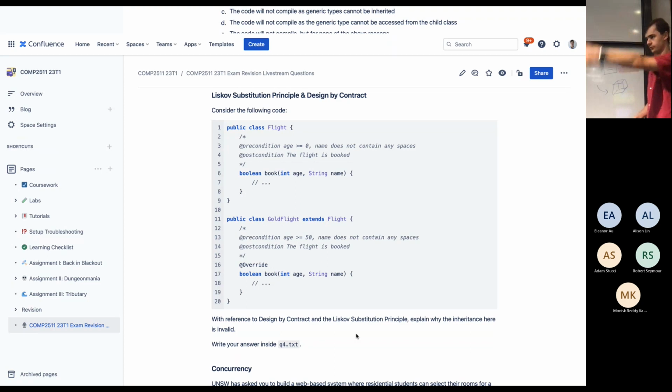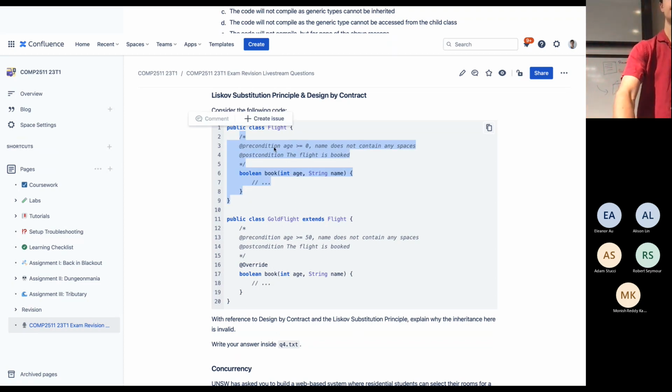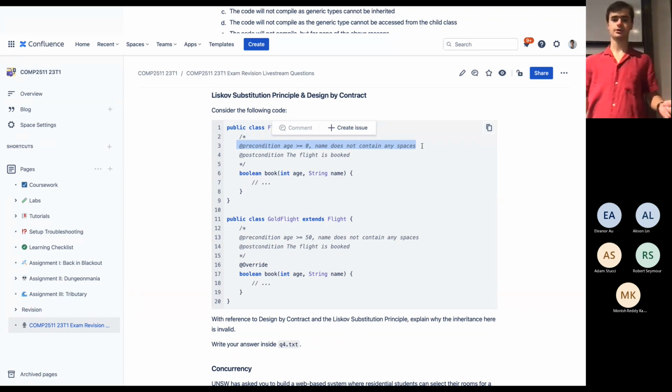Yes, I will fix the bathroom, or yes, I will get you to your destination in a reasonable time, or yes, I will return this function. Yes, I will sum the numbers between 1 and 10 or whatever the function is supposed to do. So in this case, the function is supposed to book a flight if you meet these preconditions. That's design by contract. Okay, now let's throw inheritance into the mix.